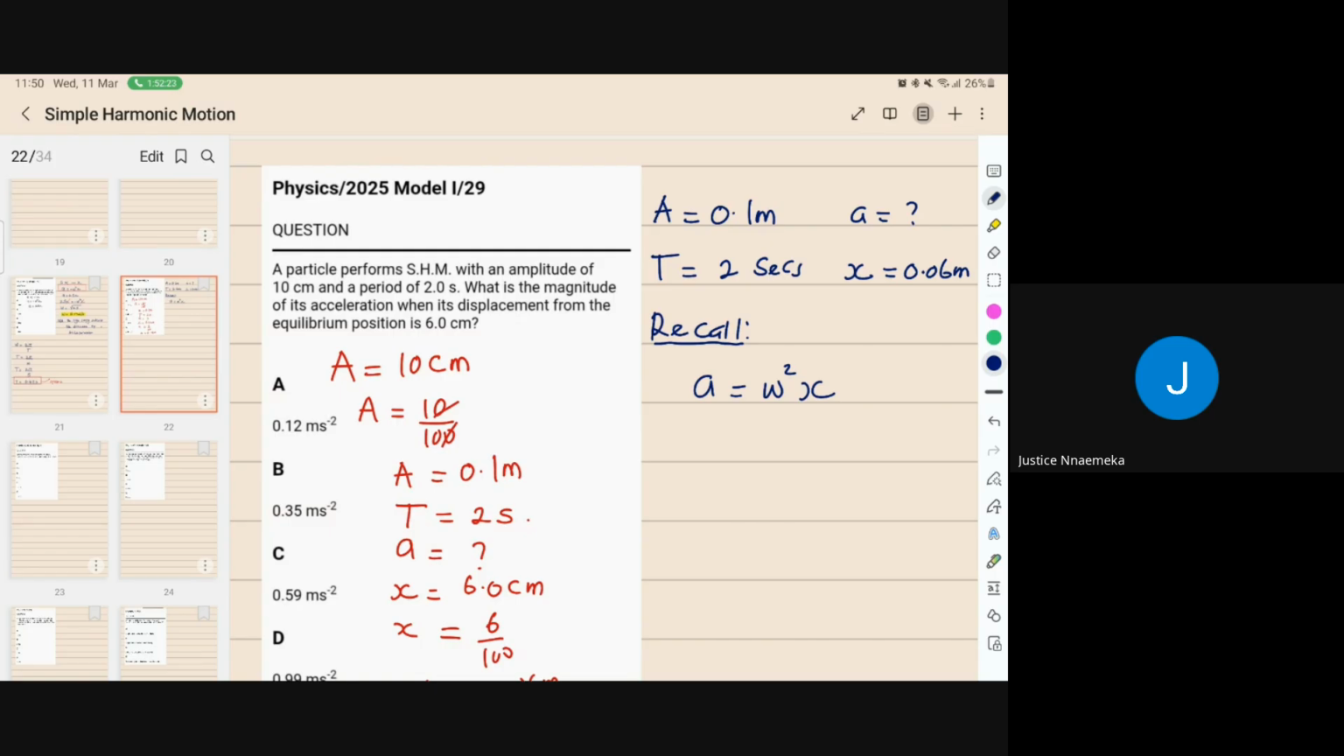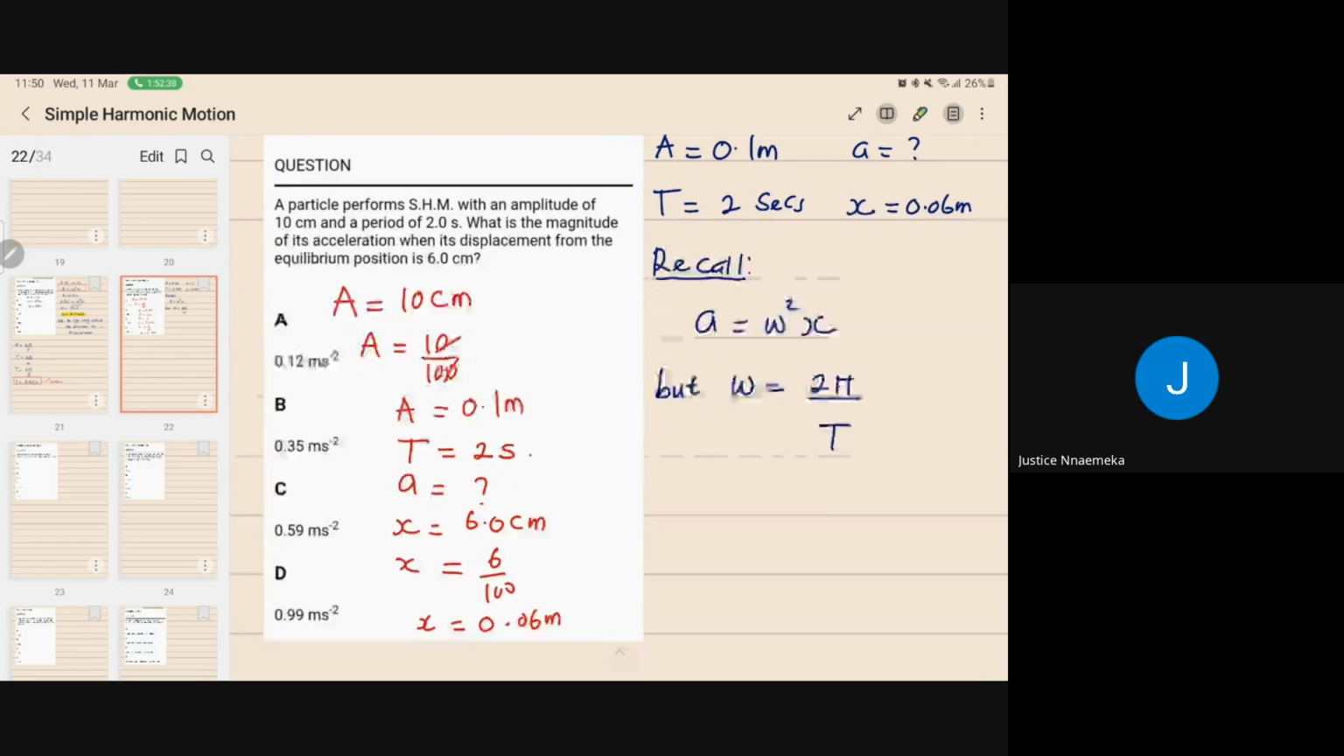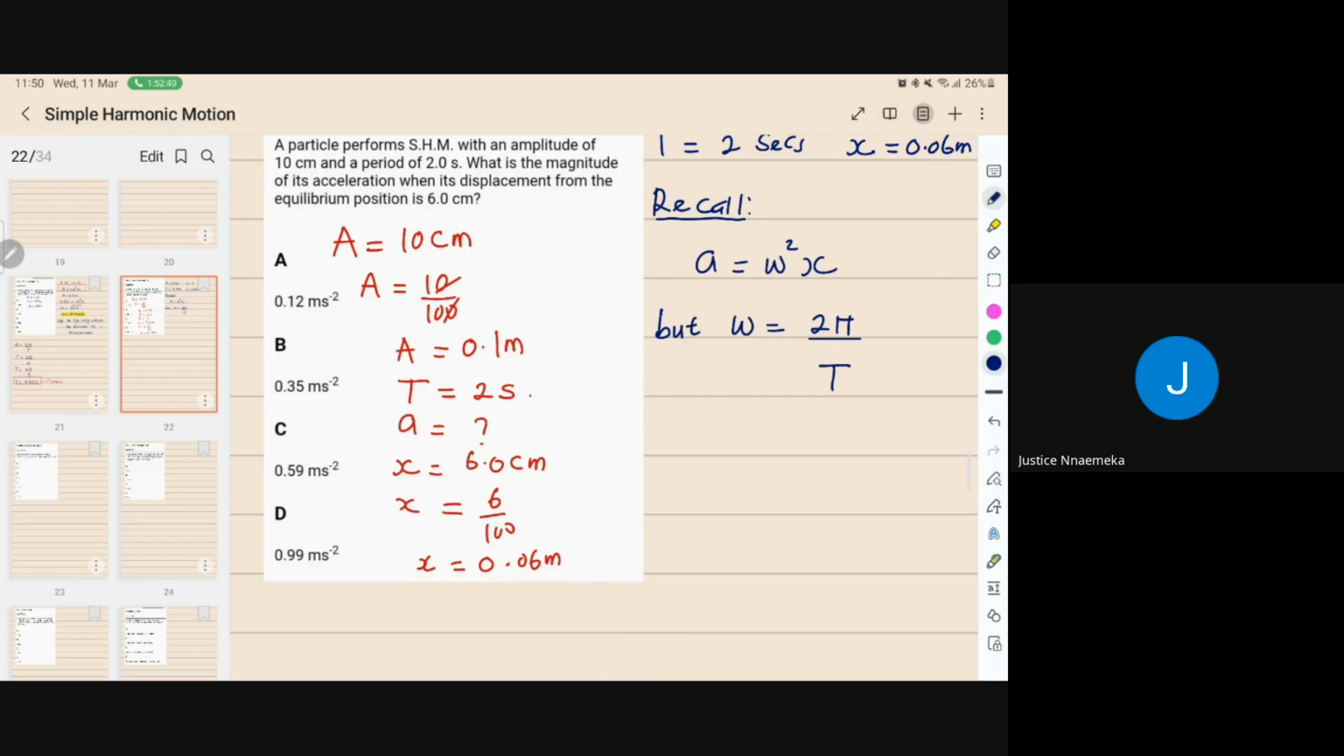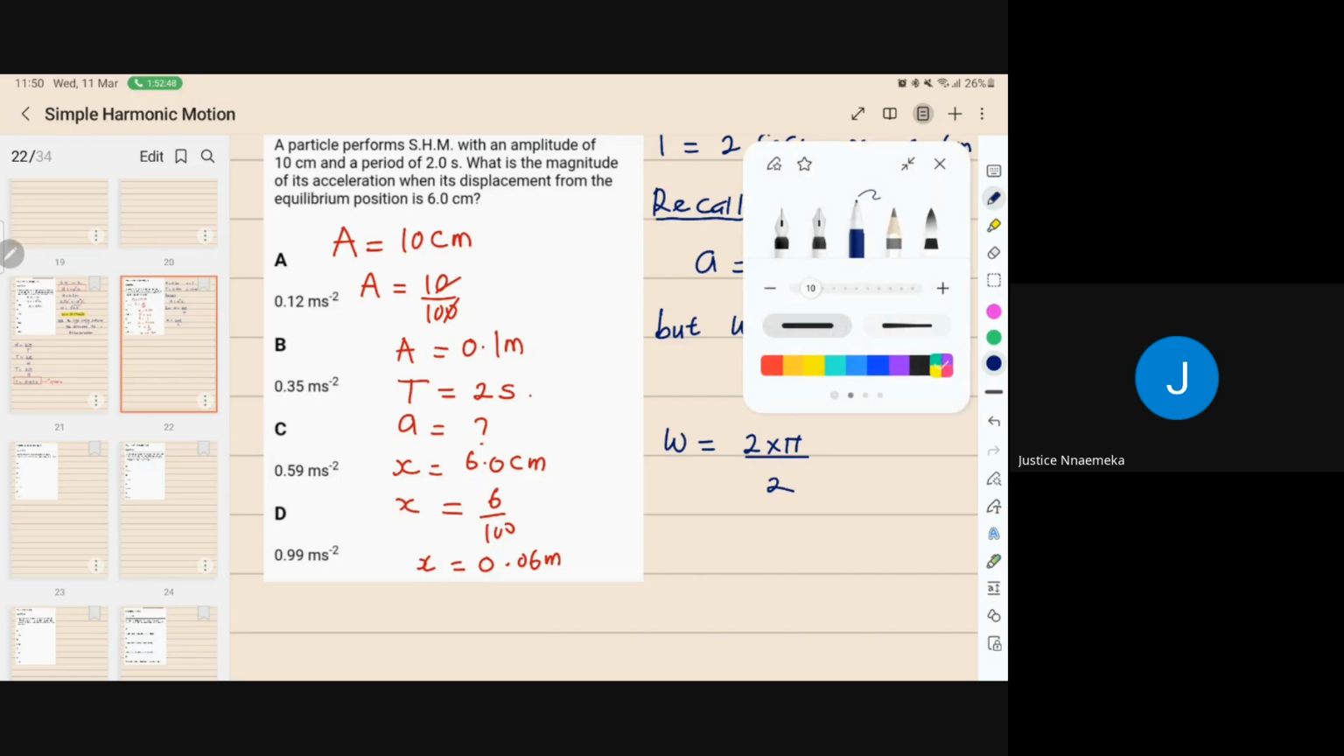Omega squared, rather. But omega is equal to 2π all over T, since they gave us the period T. What was given to you requires what you are going to do. So let's go ahead and find the value of omega. Omega is equal to 2 times π divided by the period, which is 2. So what does that mean? We're going to be left with only π.